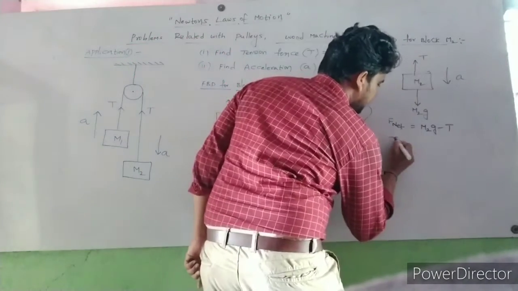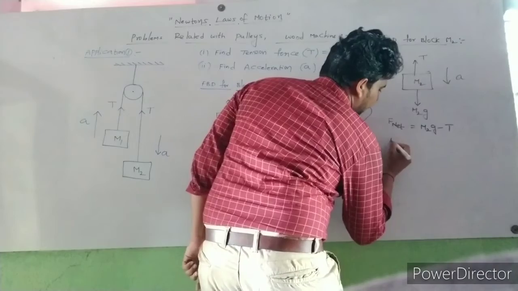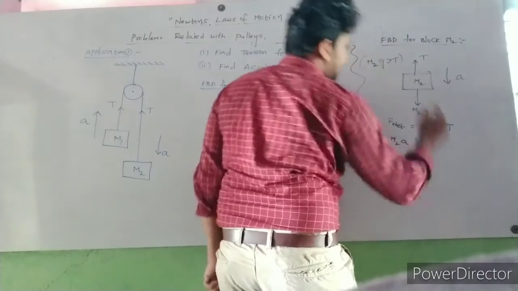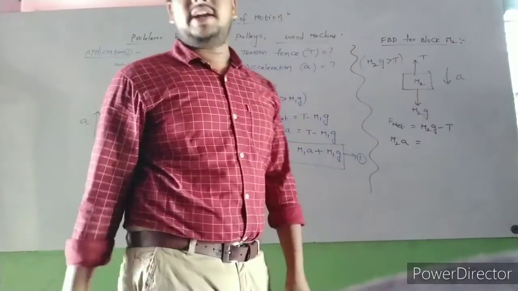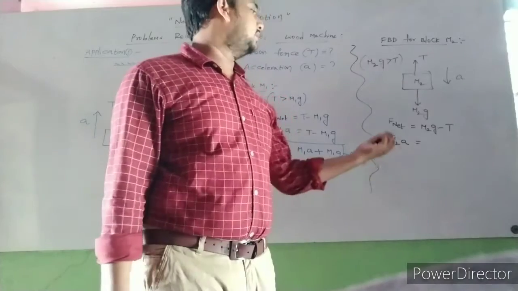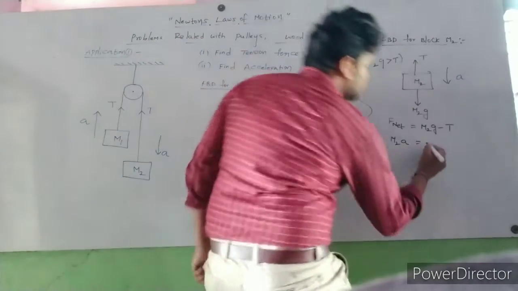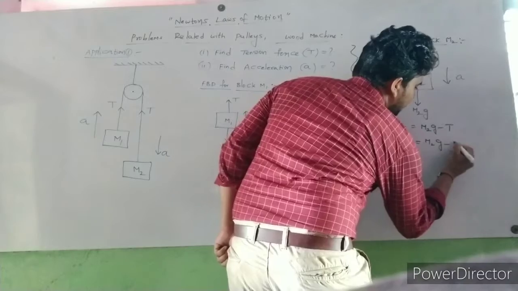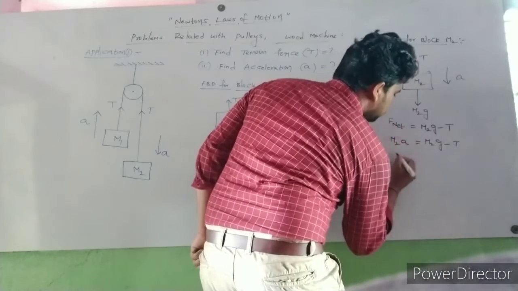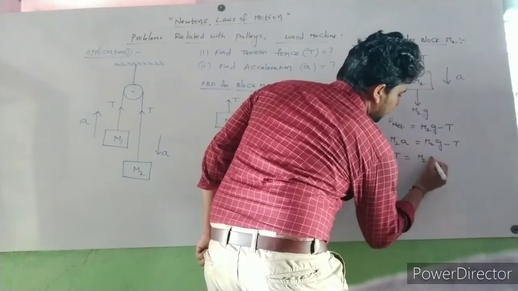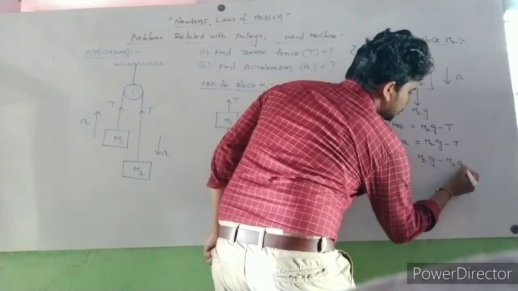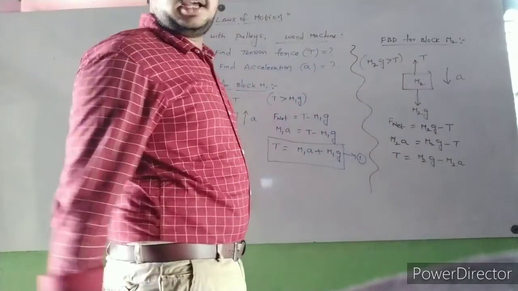From this, F net means M2 into A, because according to Newton's second law, F net is equal to mass into acceleration. M2 into A is equal to M2G minus T. Here T will move this side, then what we got? T is equal to M2G minus M2A.